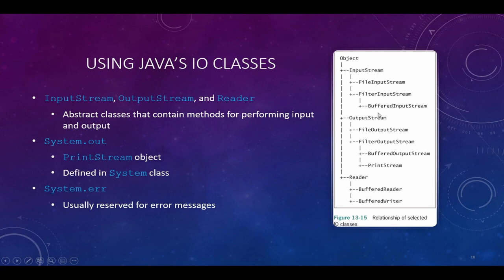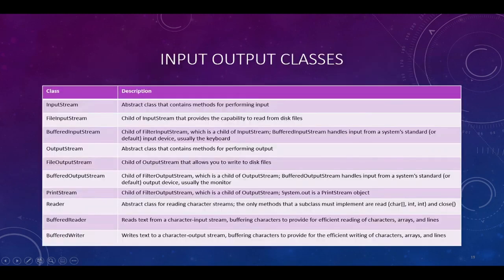Here's your object hierarchy. We've got an input stream, output stream, and a reader. We've got a buffered reader and a buffered writer when it comes to the reader. For input, we've got FileInputStream, and then a BufferedInputStream, and a FilterInputStream. Output is very similar to input: we've got FileOutputStream, FilterOutputStream, and then buffered, and then we have this final PrintStream down here.